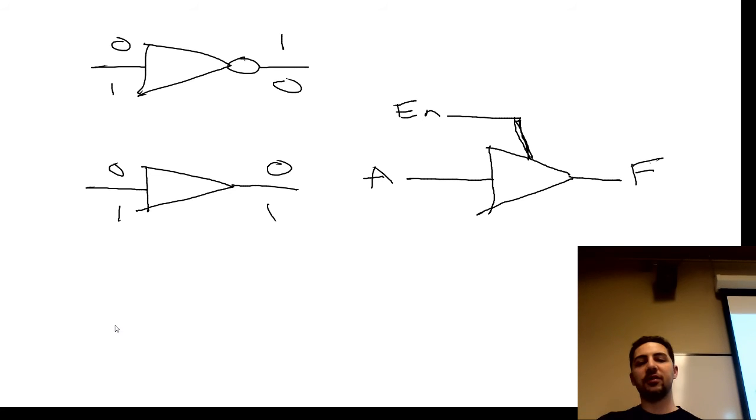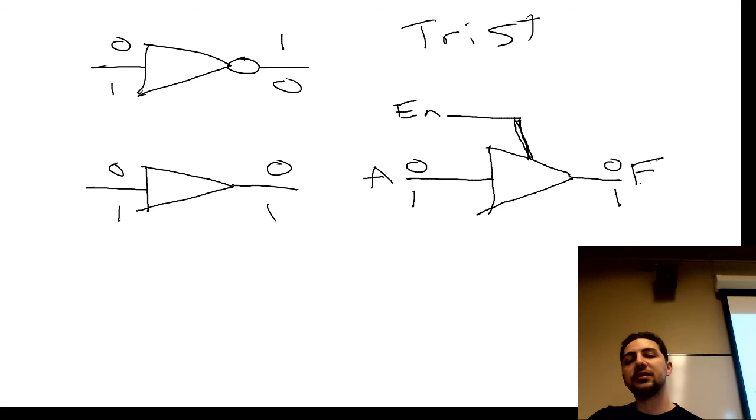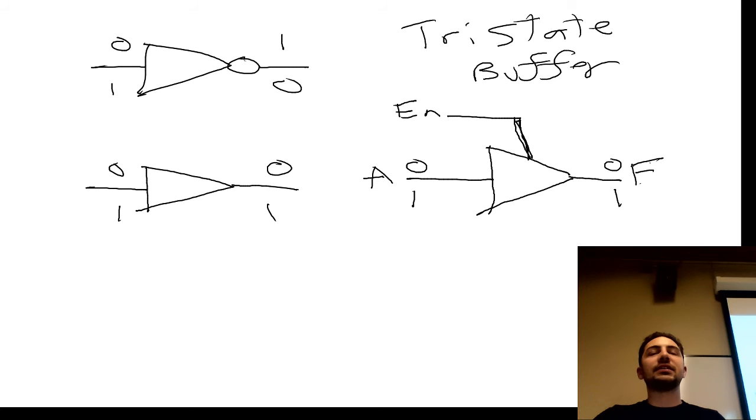Now, you would be forgiven for thinking that if you put in a 0, you get out a 0. You put in a 1, you get out a 1. It's a buffer. That's its job. A buffer that looks like this is called a tri-state buffer. It's a tri-state, not Boolean anymore. And this is where things get a little bit interesting.